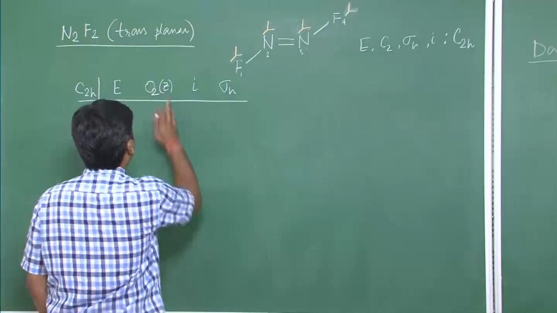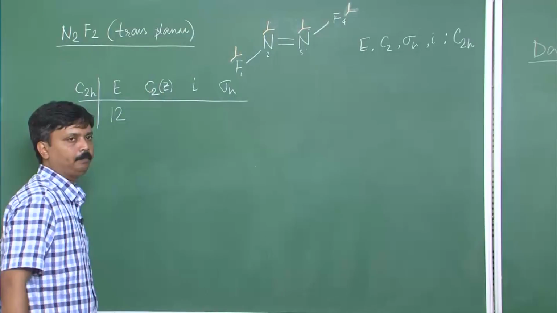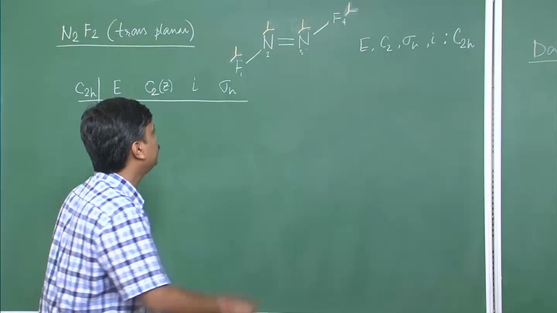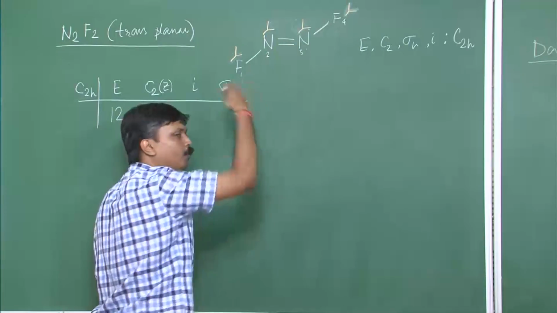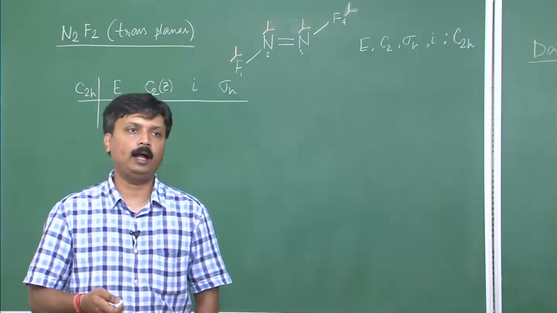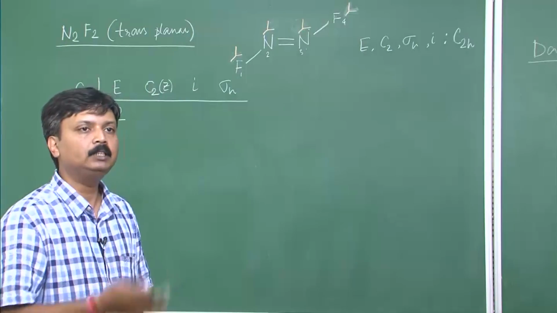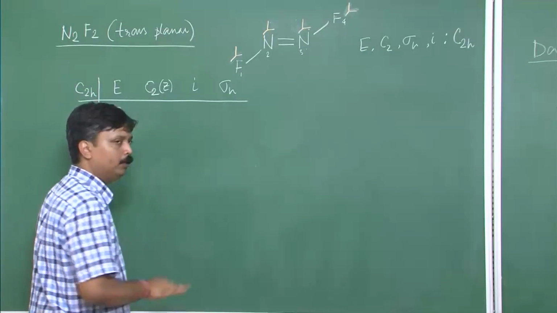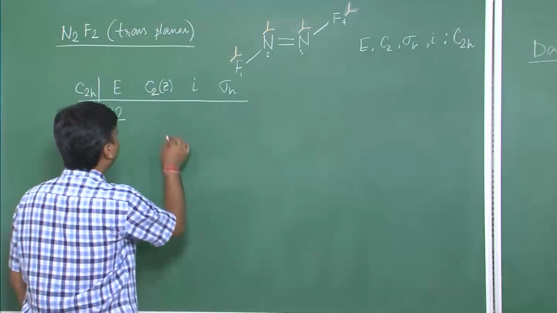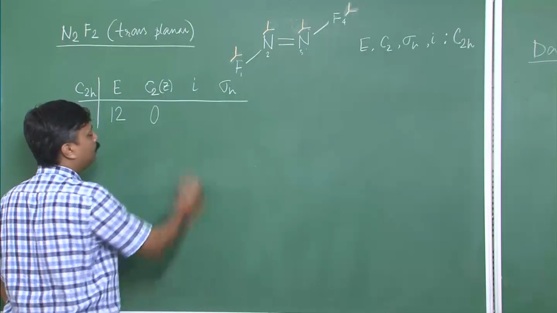Now what will be the fate of C2Z? C2Z, which is right here, toward you, will shift all the atoms. Shifting all the atoms from their places means the basis functions also change their place, so they will not be able to contribute anything to the diagonal, and ultimately you get a character of 0.